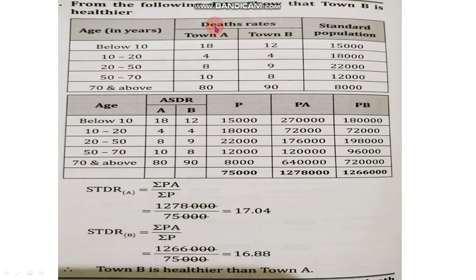Welcome back. For this question, the death rate for town A is 17.04 and for town B is 16.88. So town B is healthier than town A, because town B has the lesser value.